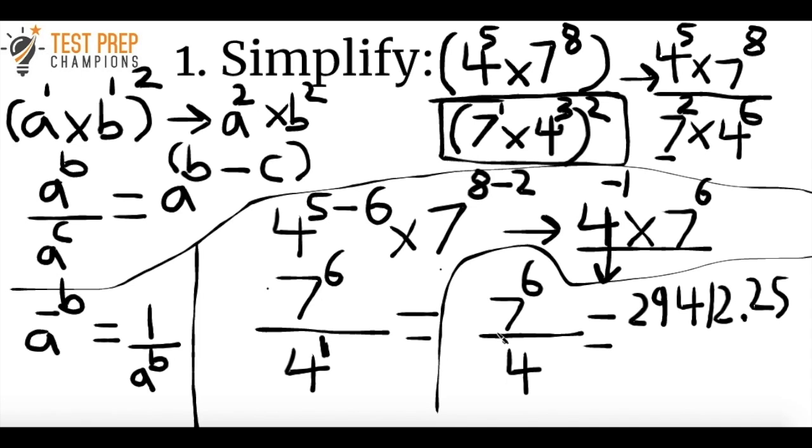You can have your answer as either 7 raised to the 6 divided by 4, or you can just do the calculation, and you'll get 29412.25. Either way, I would consider these both the same answer, but I really wanted you to understand these exponent rules.